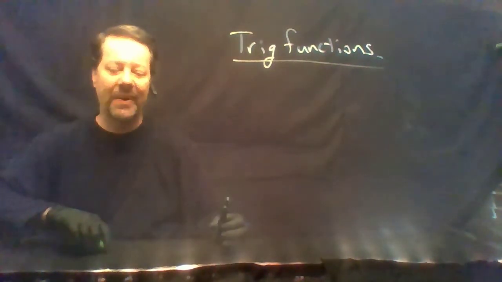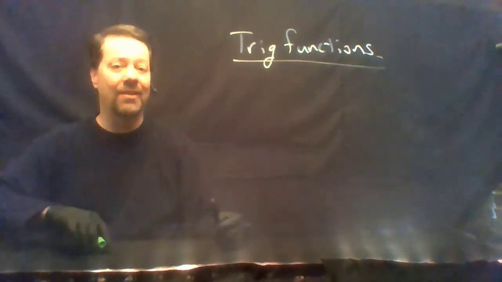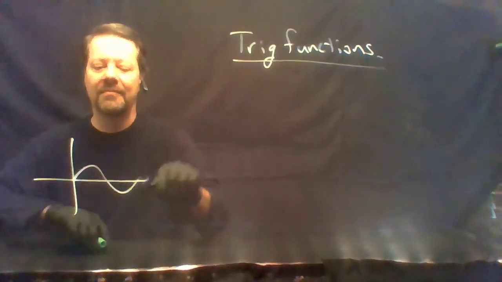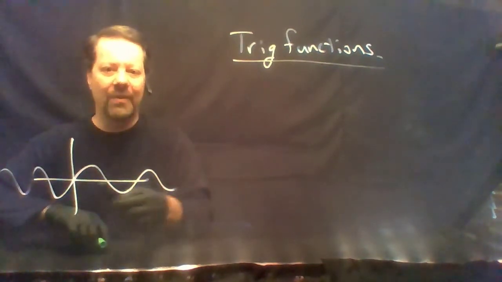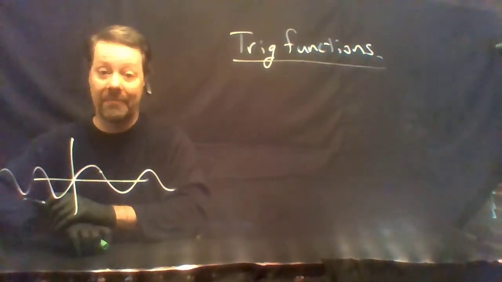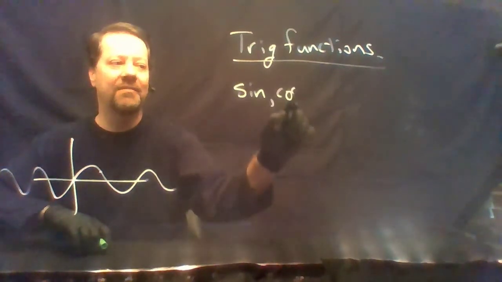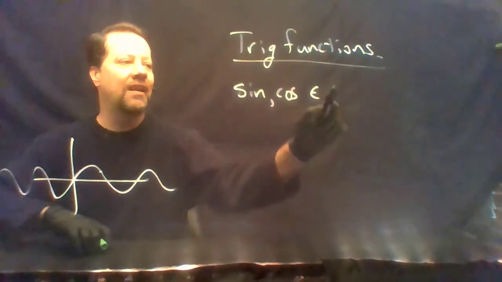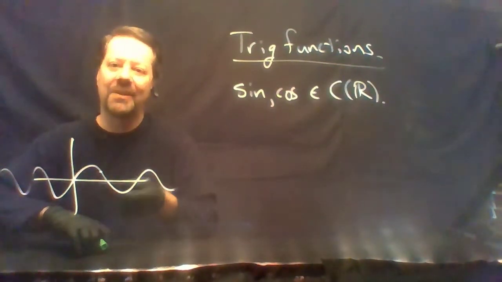By the ratio identities, we can express all of the trig functions as ratios of either sine or cosine. So let's get an understanding of those first. The sine function is defined everywhere and has a limit everywhere, and the limit value will equal the function value everywhere. So sine and cosine, which is just a translation of the sine function, are elements of C of R. They're continuous on the entire real line.